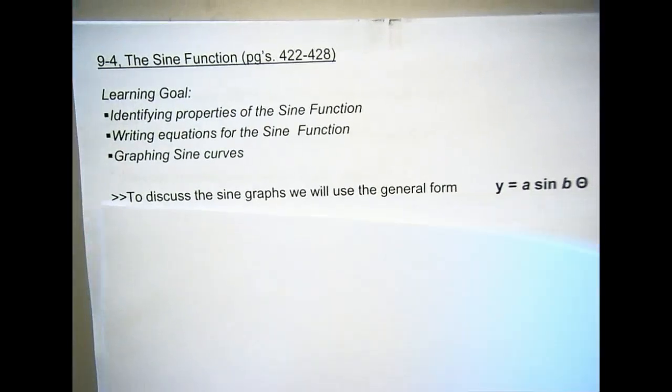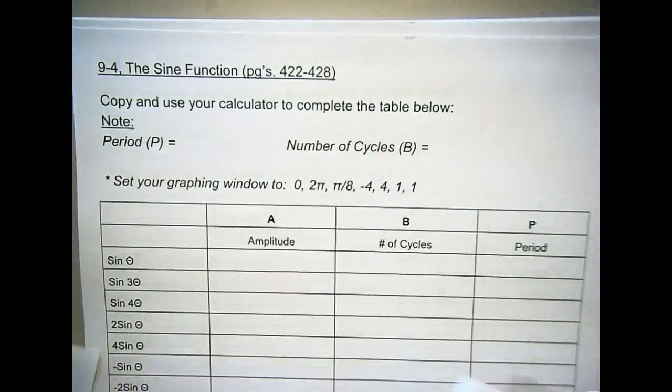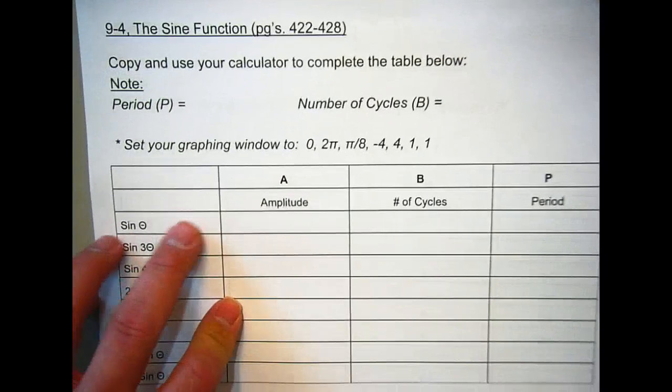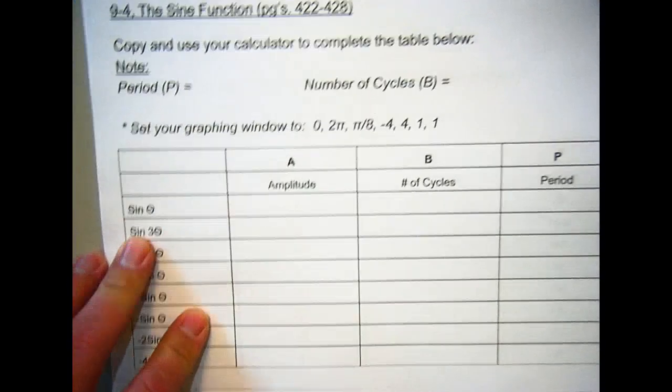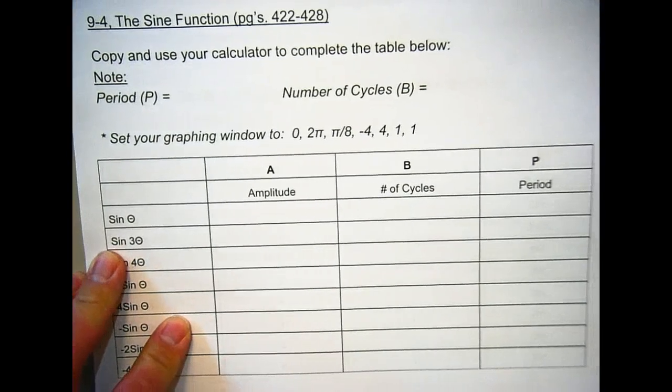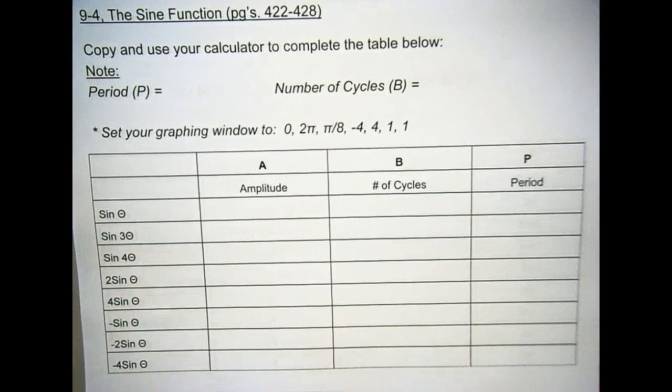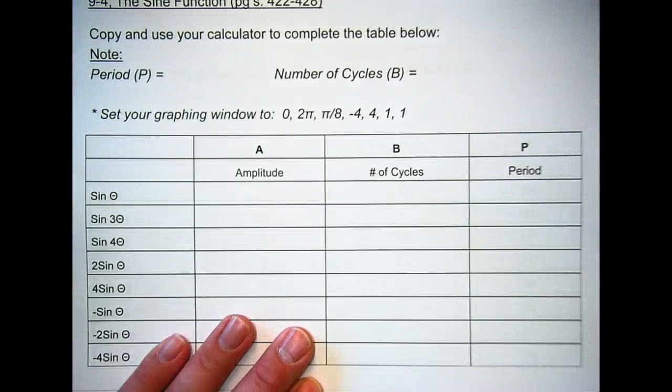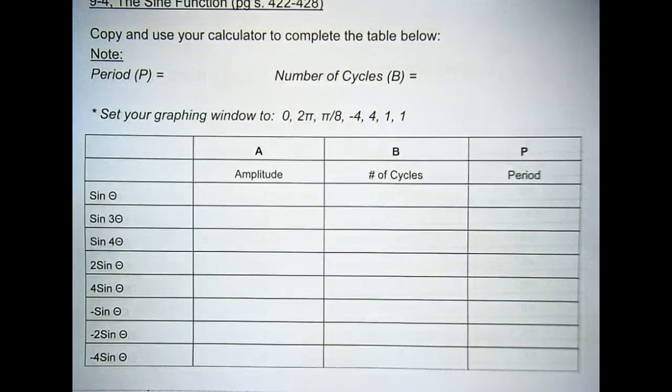So let's go ahead and turn to the other side of your note page there. Copy and use your calculator. Complete the table below. A few things you need to know in order to do this. You need to know what period and the number of cycles equal. Actually, I guess you don't need that quite yet. So why don't we go ahead and do this table first.